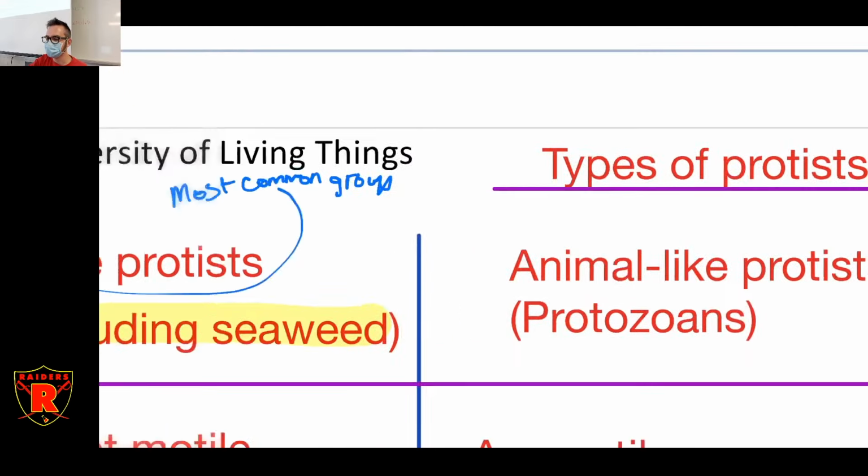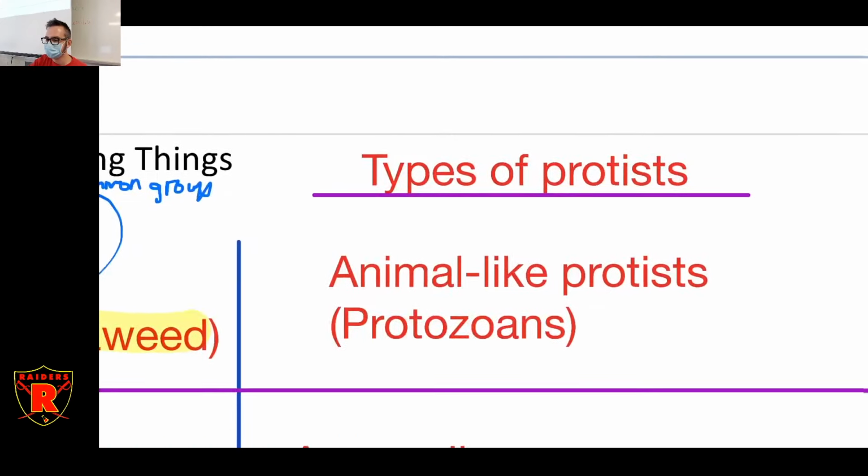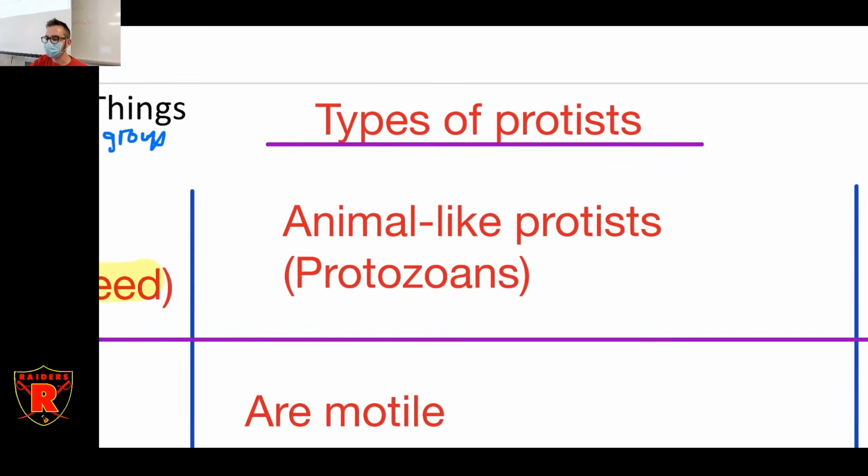Okay, so you got your plant-like protists, which are the most common. In the middle here, I've got the animal-like protists. So if it's a protist and it looks like an animal, it's an animal-like protist. Another word for animal-like protist is protozoan. You'll often hear them called protozoans.